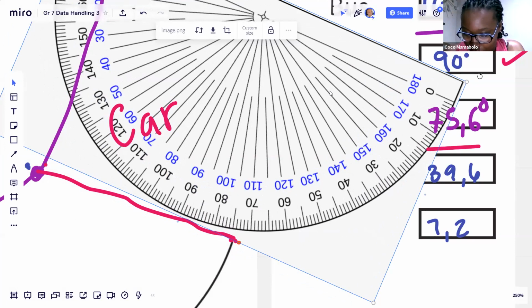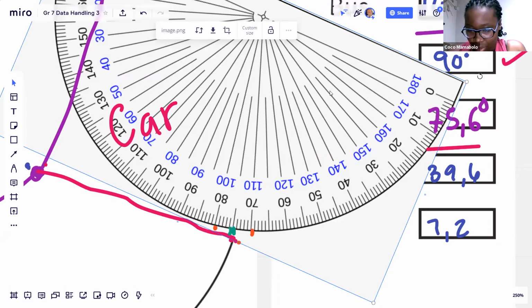Okay, so if I zoom in, we're looking at 75. So we said this is 70 over here, and this is 80 over here. So now if we look for 75, 75 is going to be right in between the two of them. So this is 75 over here. Now, comma 6 is going to be a fraction of the really smaller one in between.